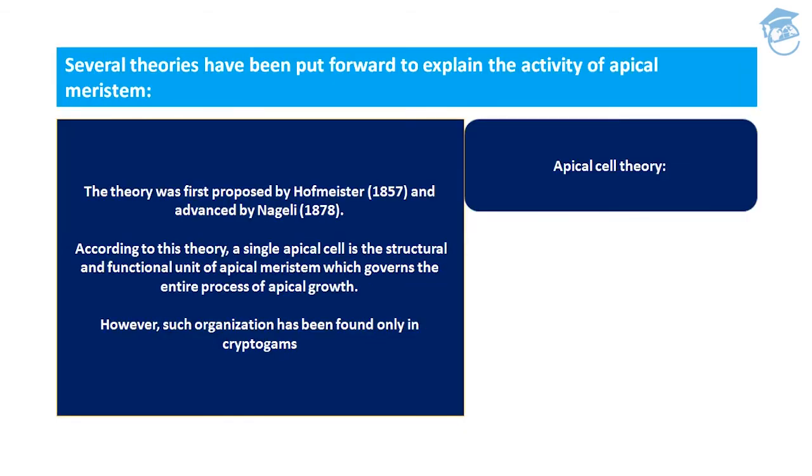Now several theories have been put forward to explain the activity of apical meristem, and which are those? First is apical cell theory. It was first proposed by Hofmeister and advanced by Nageli. According to this theory, a single apical cell, that means a cell present at the tip, is the structural and functional unit of apical meristem, which governs the entire process of apical growth or longitudinal growth. However, such organization has been found only in cryptogams. So this was the first theory put forward to explain the activity of apical meristem.